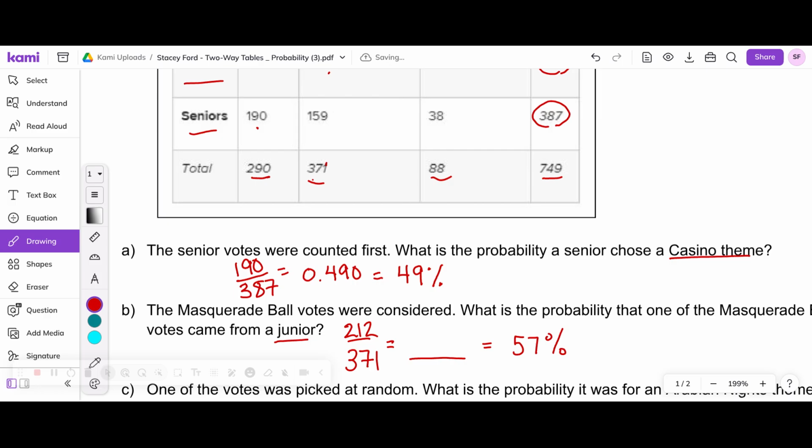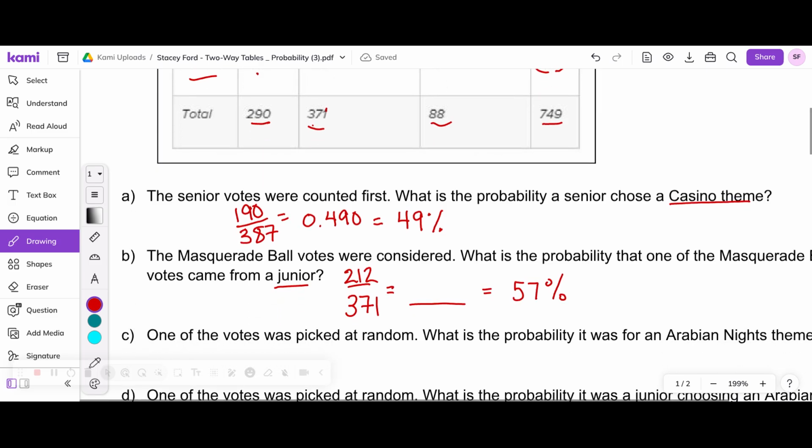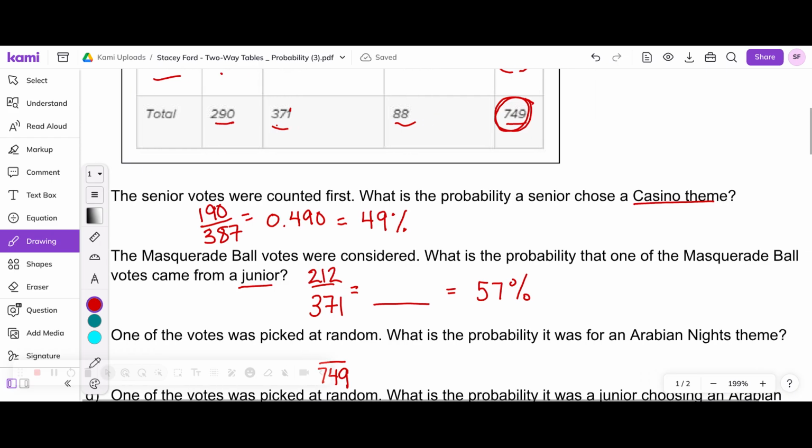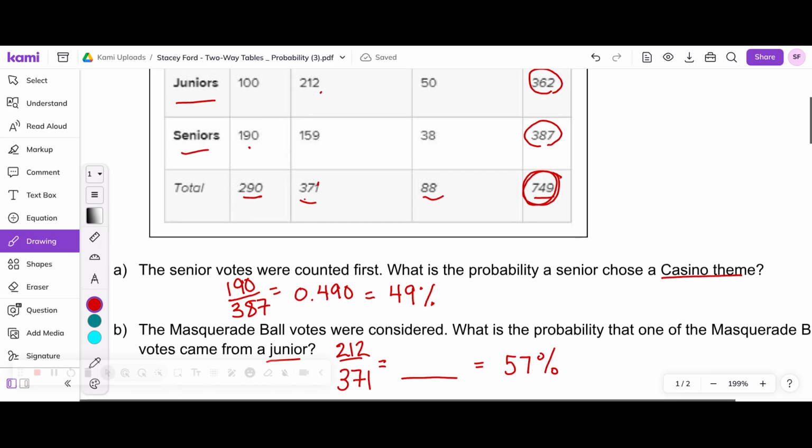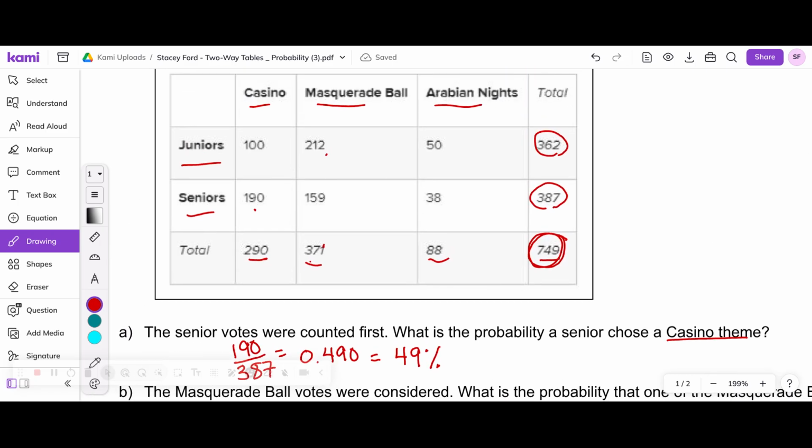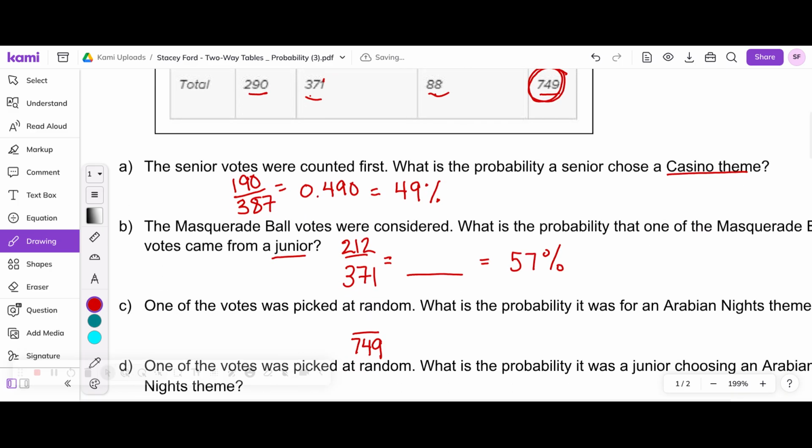So just as a reminder, on the test that we will be having pretty soon, you will have to write the fraction and the percent to get this correct. All right, now the next one, it says one of the votes was picked at random. Whenever we say at random, we're always looking at our total. So that one is going to be 749. Now we say, what is the probability for an Arabian Night theme? And it didn't say if it was juniors or seniors, so we're going to go with the total, which is 88.